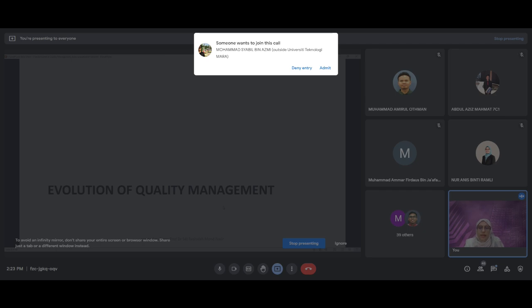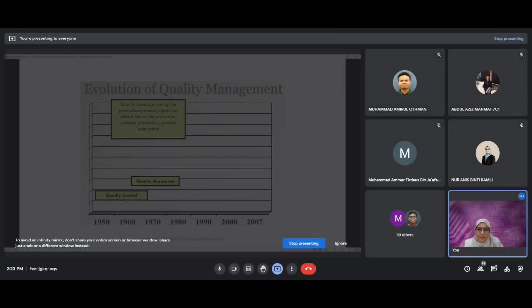Okay, now let's look at the evolution of quality management. So in 1950 to 1960, quality control was established, and quality control is where good parts are separated from bad parts without feedback to the production process. So it's just to control the product in the final inspection.